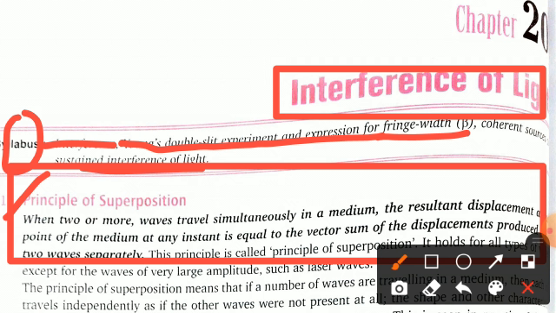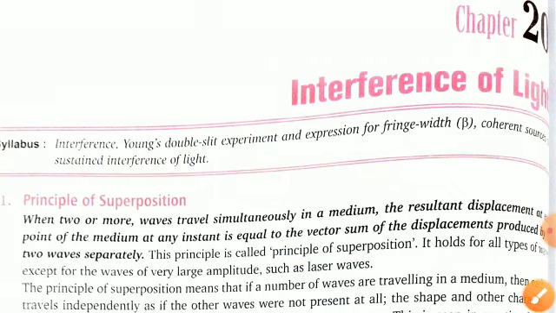Now what does it mean? It says that when two or more waves, suppose two waves, are traveling in a medium simultaneously, fine, then the resultant displacement at each point of the medium at any instant of time is equal to the vector sum of the displacements produced by the two waves separately. That means the displacement produced by the first wave plus the displacement produced by the second wave. This is called the principle of superposition. I hope it is clear.